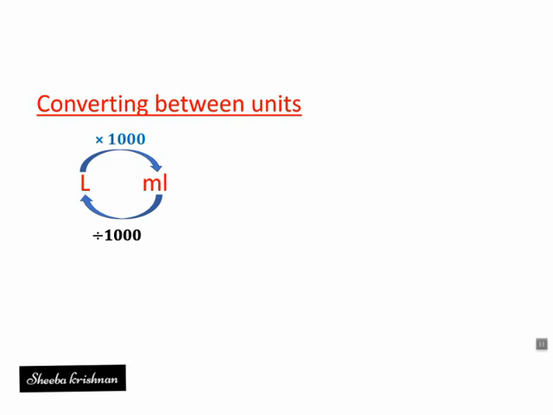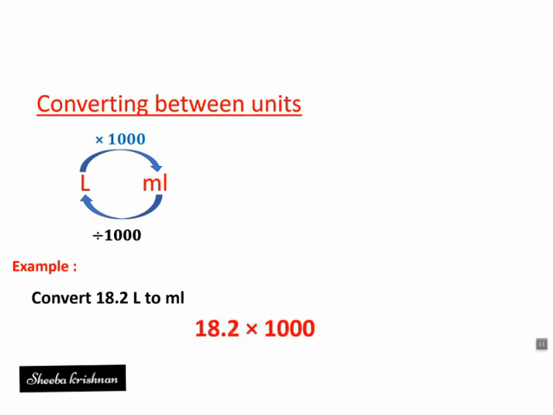Let us take an example. Convert 18.2 liters to milliliter. So we have to change from liters to milliliter. For changing from liters to milliliter, we have to multiply. So 18.2 multiplied by 1000. When we multiply by 1000, the decimal point moves 3 places to the right. So the answer will be 18,200. That's all.